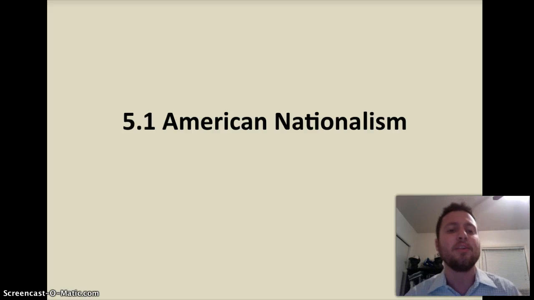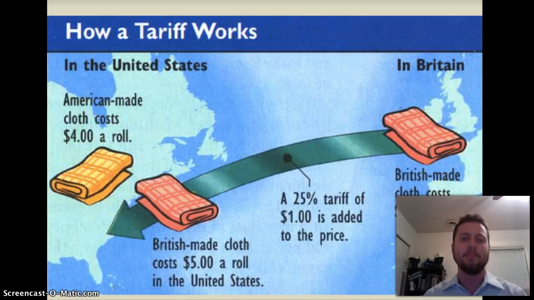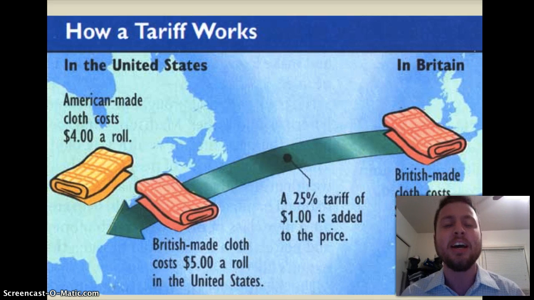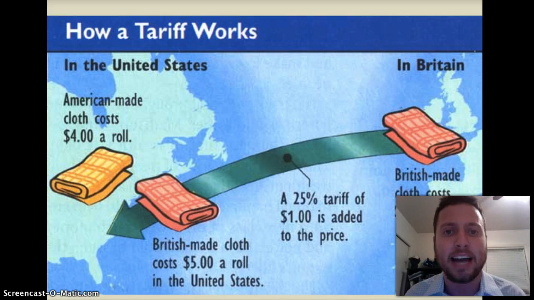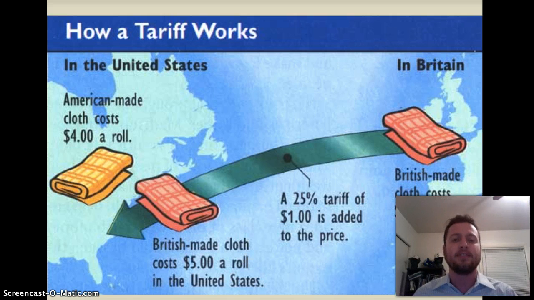Let's get rockin' and rollin' with Chapter 5, Section 1, American Nationalism. Well, one first way to protect this United States of America would be a tariff. Now, keyword I said was protect. These tariffs were called protective tariffs.